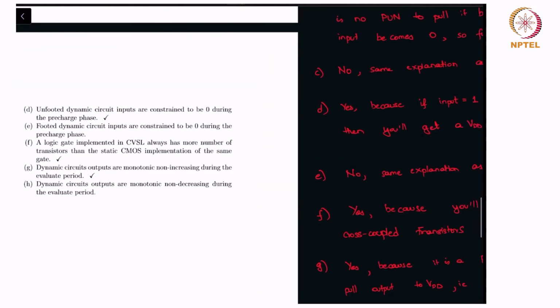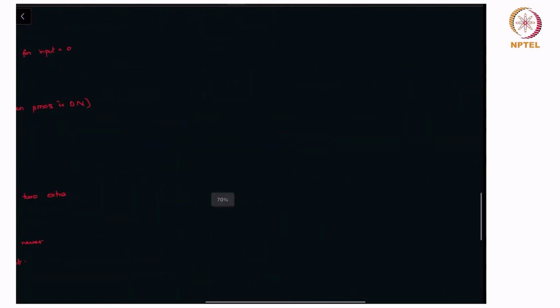option D: unfooted dynamic circuits are constrained to be 0 during the pre-charge phase. Yes, so again in an unfooted circuit, during the pre-charge phase, that is the clock is equal to 0, let's take an unfooted inverter for simplicity. During 0, the output is actively held at VDD. Now if A equal to 1, you will get a VDD-ground short, and that's a bad thing. So A has to stay 0.